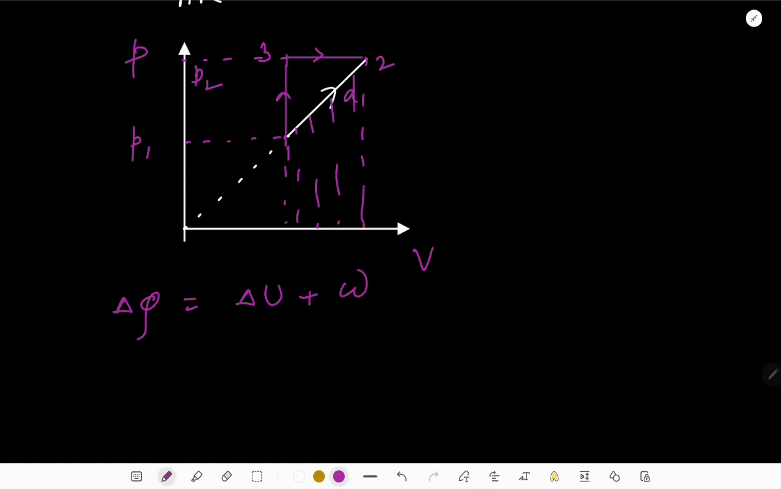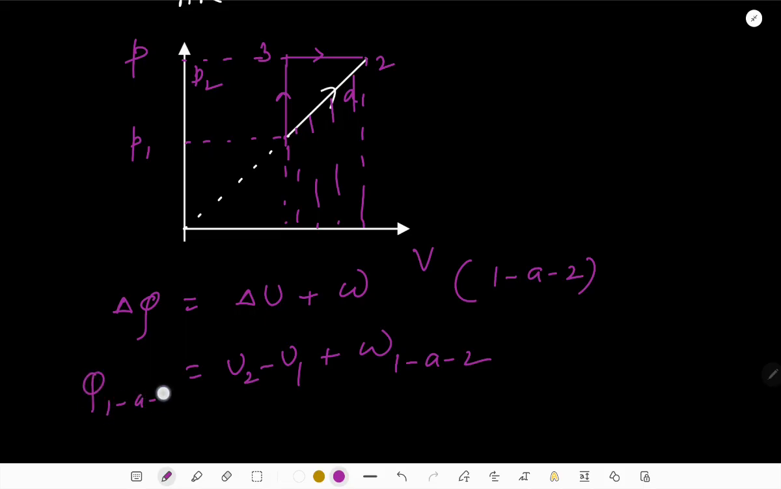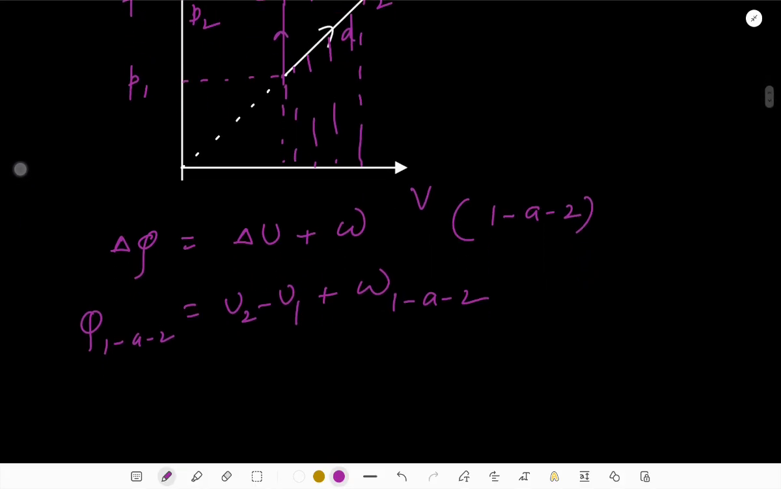And now I would like to first write for the process 1 via A to 2, the 1 to 2 process. I would like to write things like this: change in potential energy, that is U2 minus U1, plus the work done for the process 1 to 2, and this is the amount of heat supplied in case of 1 to A to 2. These things are positive, so positive things will be added and we will get the heat supplied.